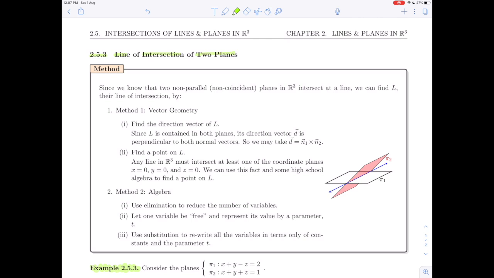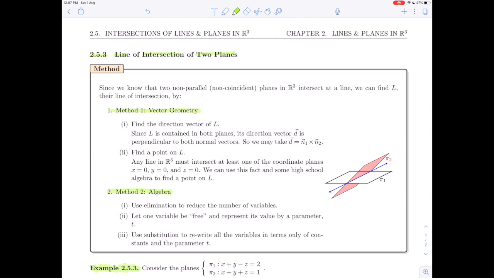The reason that we're splitting this example in two is because there are going to be two methods that we will see. In this video, we'll do method 1, the vector geometry approach to finding the line of intersection of two planes, and in the next video, we'll do method 2, a more algebraic approach that will be able to be extended in your next chapter about linear systems, where you'll be able to extend the algebraic method that we use to bigger, more complicated situations.